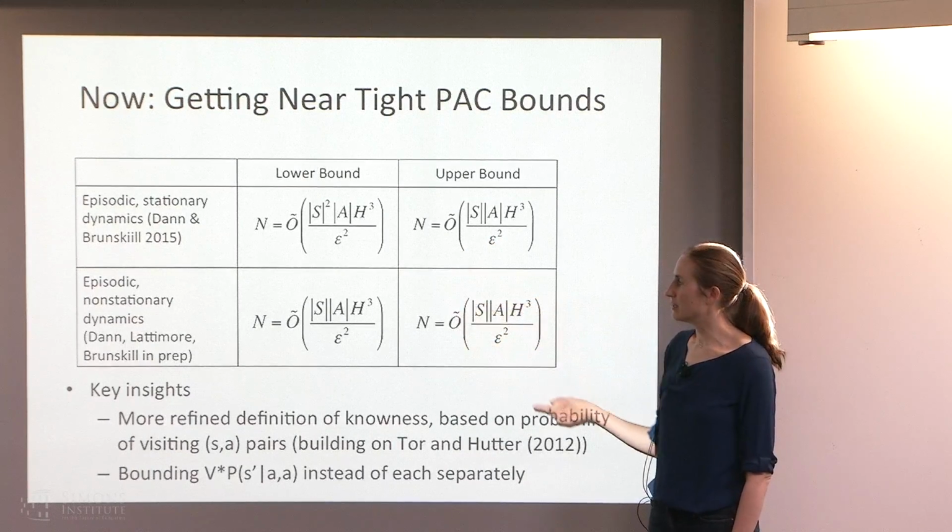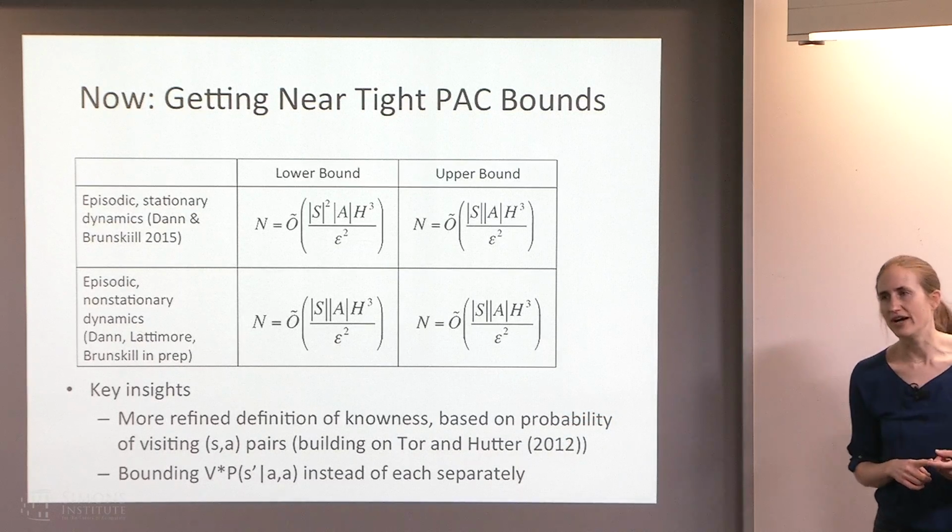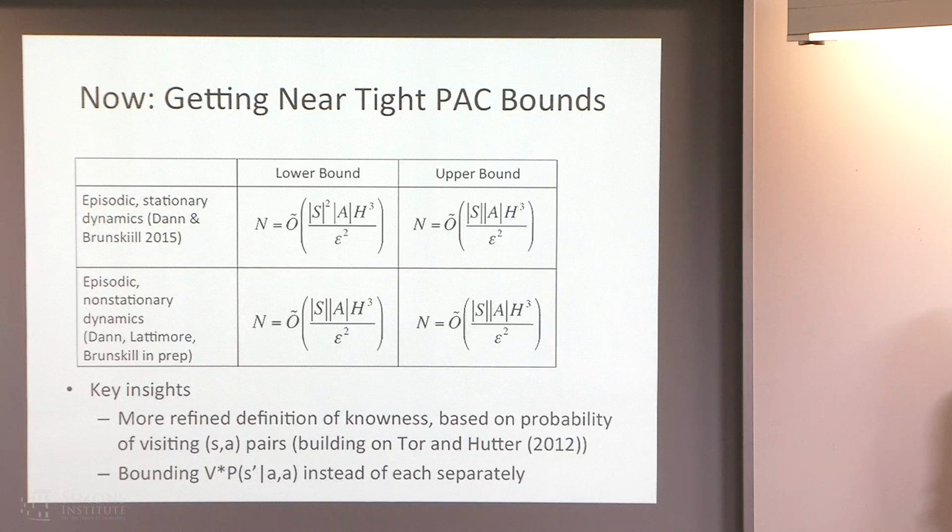The key way that we ended up getting things that are much tighter is two. One is that we refined the notion of knownness, and this is based on some work from Tor Lattimore and Marcus Hutter. In the original definition of knownness, you have these thresholds where you say either something is known or unknown, and maybe have a number of samples until something becomes known. Sort of slight looseness. It's more subtle than that, but that's the basic idea.